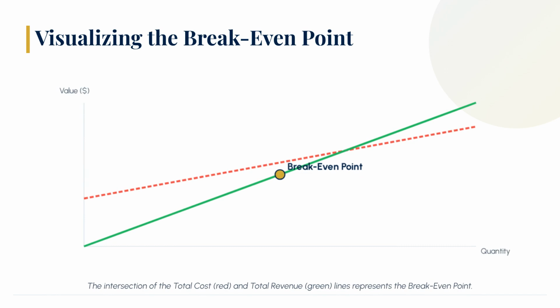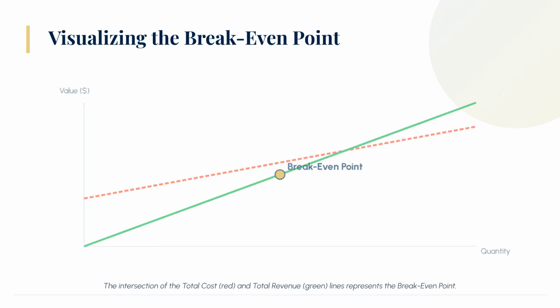Visually, the break-even point is the intersection of the total cost line, shown in red, and the total revenue line, shown in green, on a simple graph.